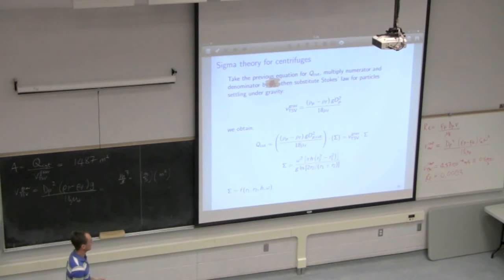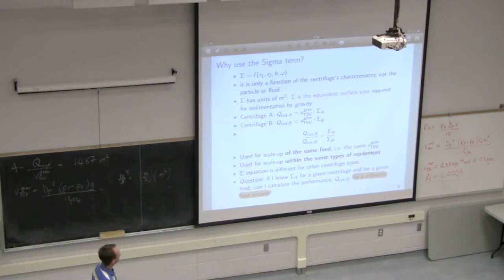So I choose to run it at a certain rotation speed, and once I know those, I know sigma. What's neat about that is that I can use it to compare centrifuges, and I can also use it to scale up within the same centrifuge.